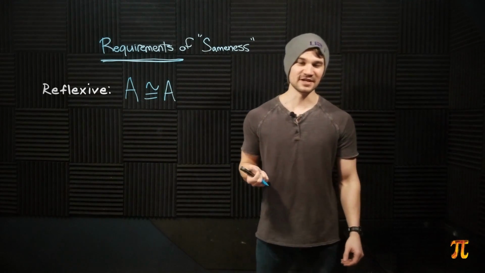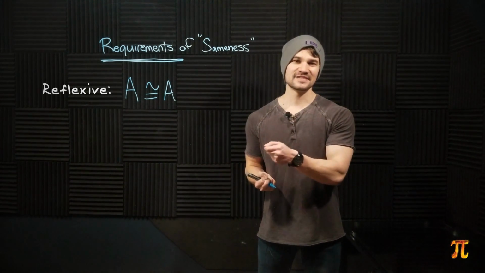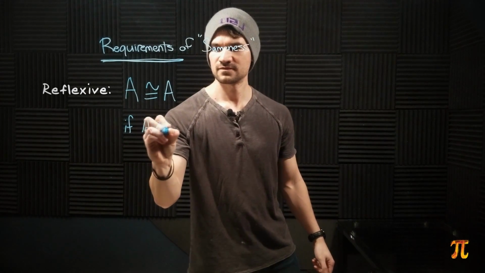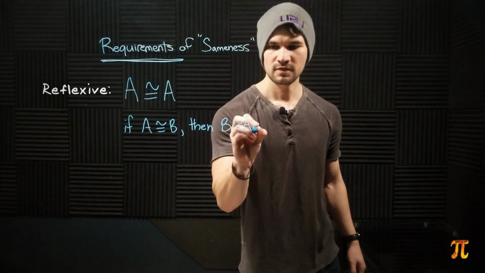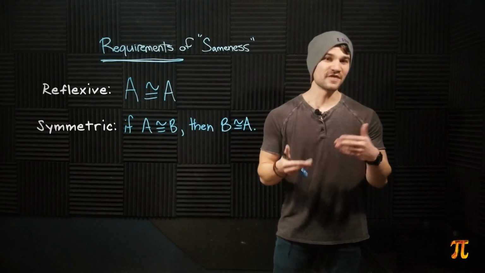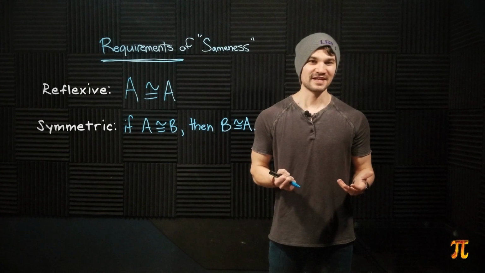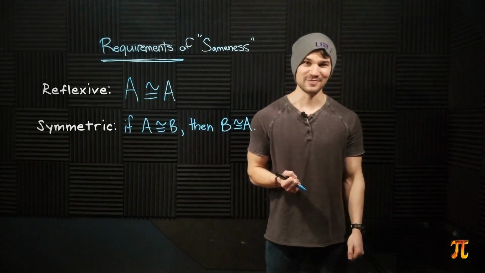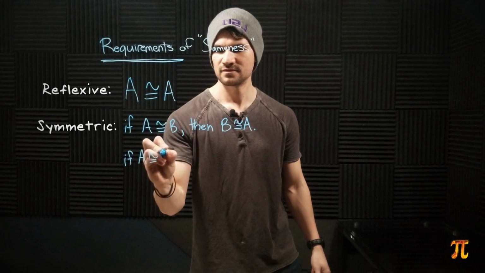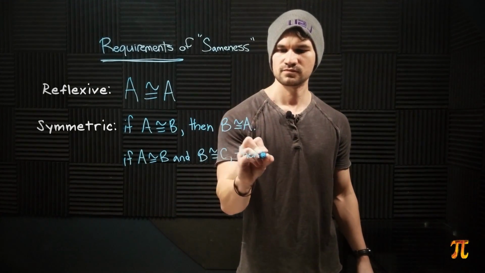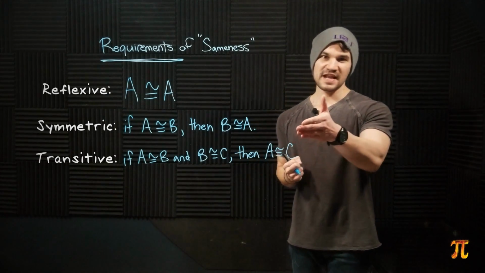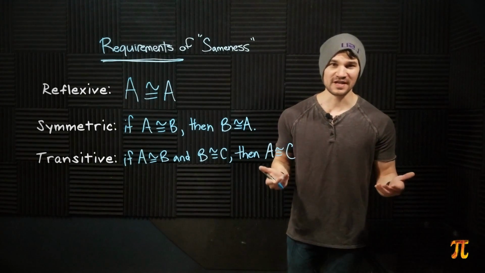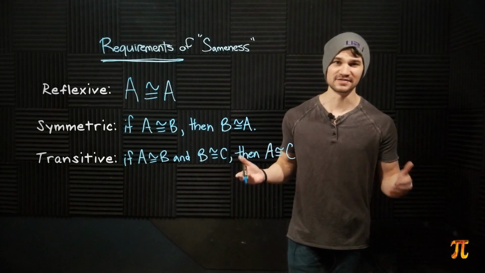Now, the second requirement of a sameness notion is that if A is the same as B, then B should be the same as A. This is called the symmetric property. And the final requirement is called transitivity. That is, if A is the same as B and B is the same as C, then A should be the same as C. A relation that has all three of these requirements is called an equivalence relation. And any equivalence relation can be regarded as a notion of sameness. It is perfectly qualified to be called so.